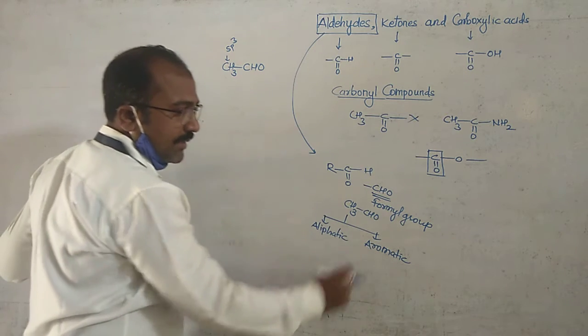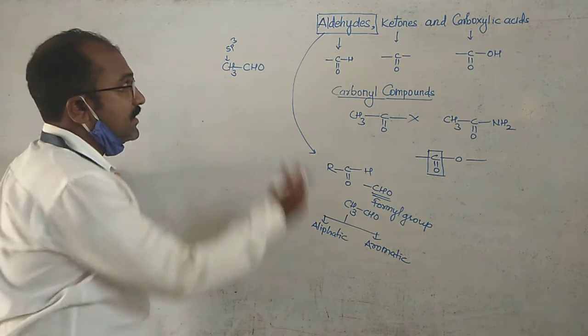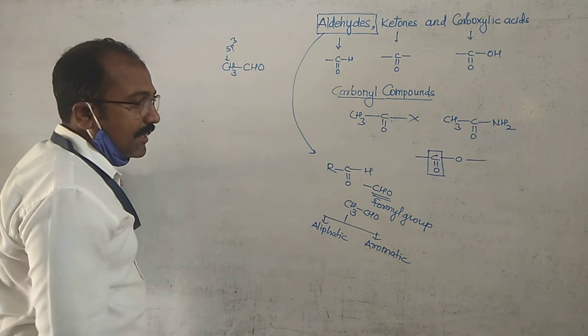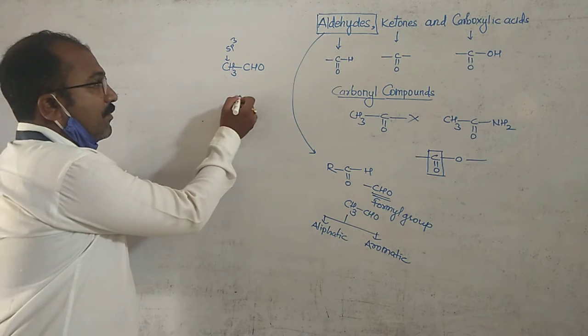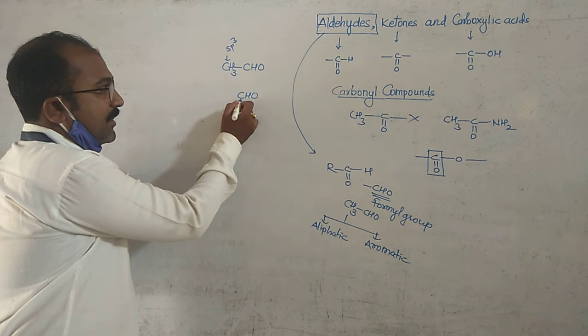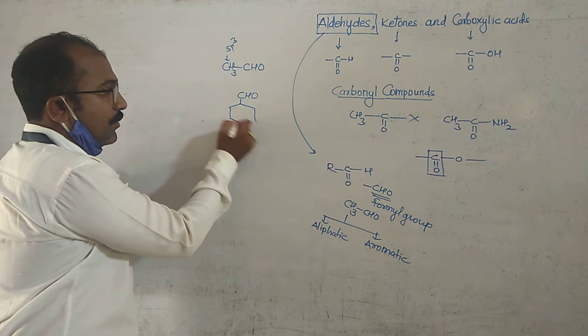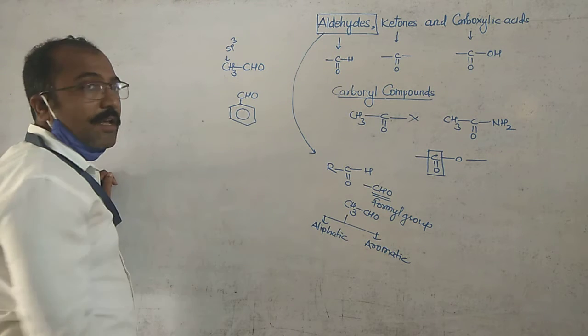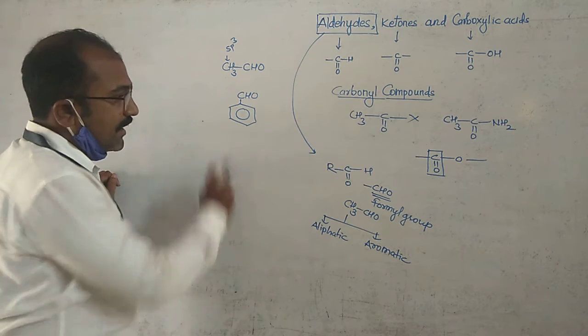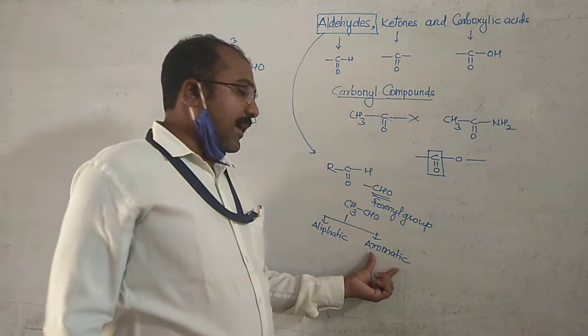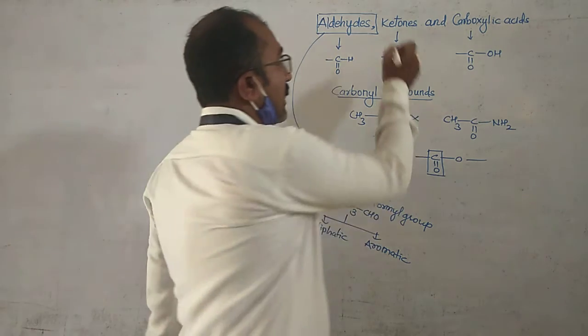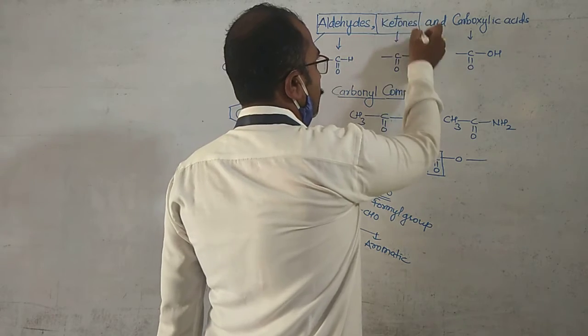Second is aromatic aldehyde. In aromatic aldehydes, the CHO group is directly attached to an aromatic ring. For example, benzaldehyde. In benzaldehyde, the CHO group is directly attached to the aromatic ring. Therefore, benzaldehyde is an example of an aromatic aldehyde. The second carbonyl compound is ketones.